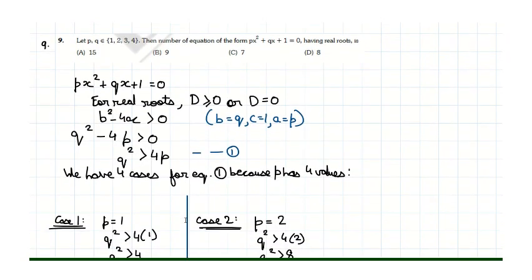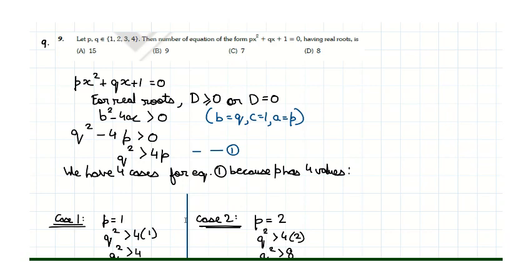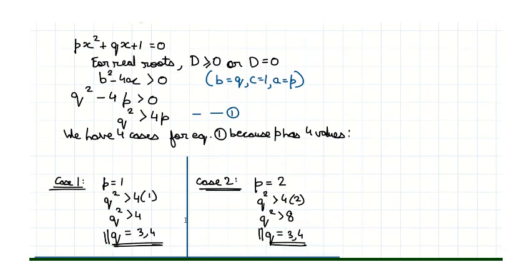In the ninth question, we have p and q are elements of 1, 2, 3 and 4. We need to find the number of equations of the form px square plus qx plus 1 equal to 0 having real roots. The discriminant is b square minus 4ac greater than 0 as the first case, q square minus 4p greater than 0, q square greater than 4p.